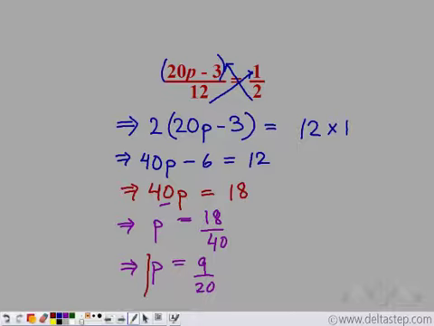So this is the same value of P which we had got earlier. P is equal to 9 by 20. The only difference is we have solved using a different method, that is cross multiplication. So when we have something by something is equal to something by something, we can use cross multiplication for simplifying it first, and then we can solve the equation.